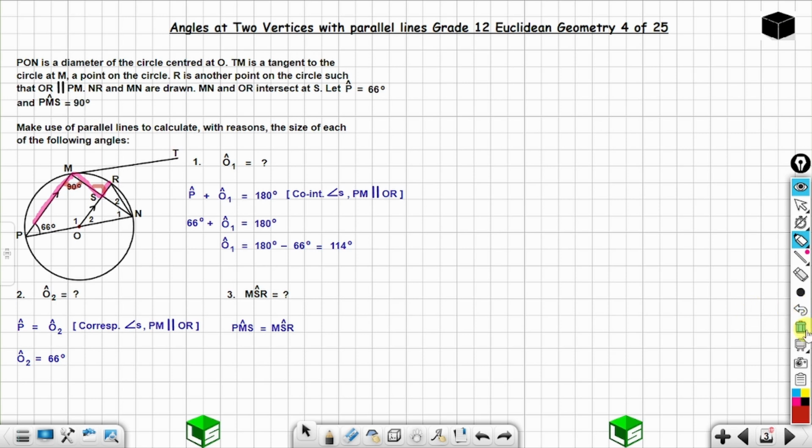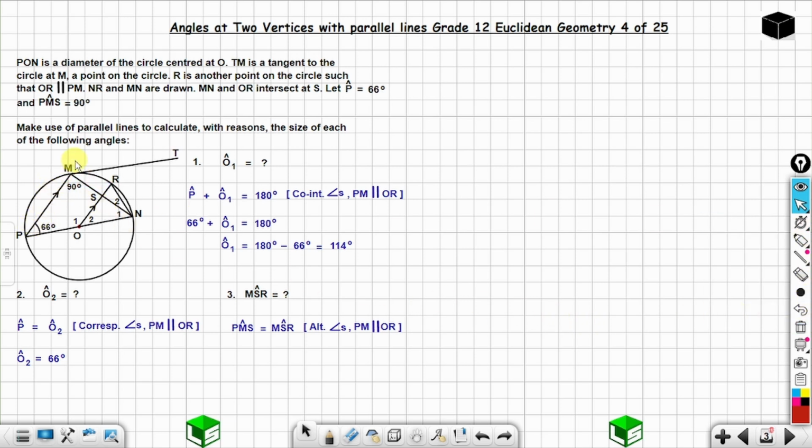PMS, you have this angle, and MSR, you have this angle. The two angles are equal, and the reason is alternating angles, PM parallel to OR. So let me erase this.